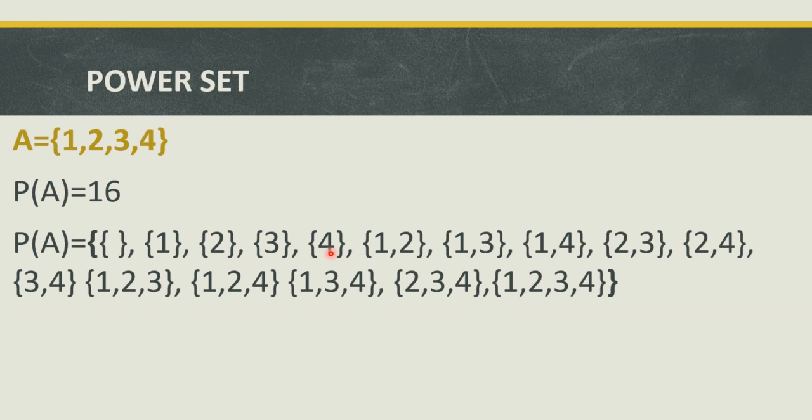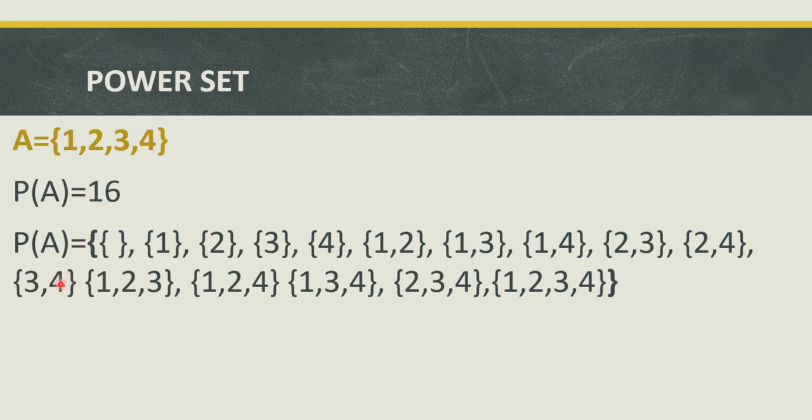After single elements we have to take two elements together, and for this we keep the first element fixed. So we write 1, and with 1 we take the other elements. In the first set we take 2 with 1. So 1 comma 2, then 1 comma 3, then 1 comma 4. After 1 we keep 2 fixed, so we write 2, and we take the other elements with 2. So 2 comma 3, 2 comma 4. After 2 we take 3, and we take 4 with 3.